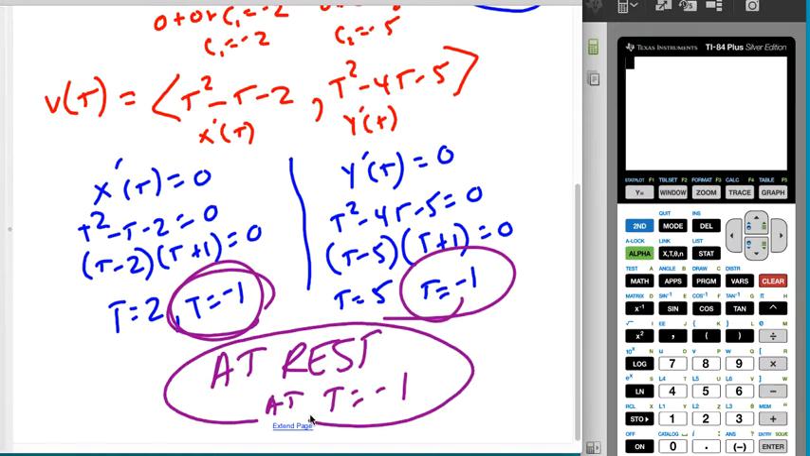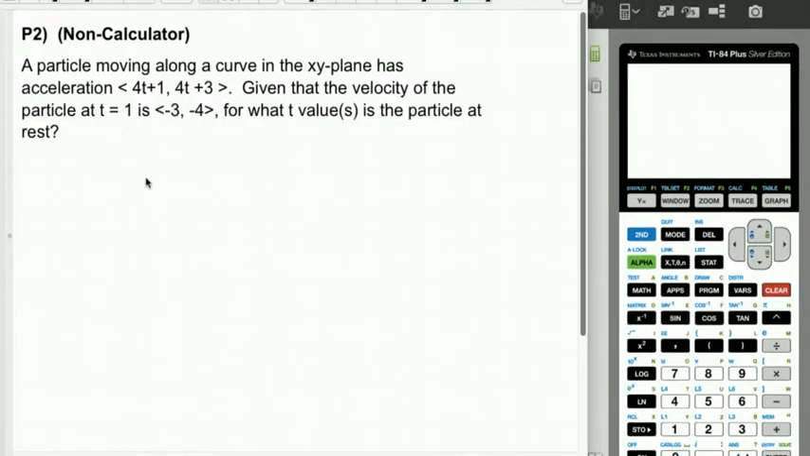And again, the logic behind that is at t equals 2, there's no horizontal velocity, but there is vertical velocity. So the thing's going up and down, up and down. That's what's happening at 2, right? It's just jumping up and down. And at 5, there's no vertical velocity, but there is a horizontal velocity. So it's going back and forth, back and forth, right? So the only time it's at rest is when both x prime of t and y prime of t are 0. All right, so let's go ahead and do another one.